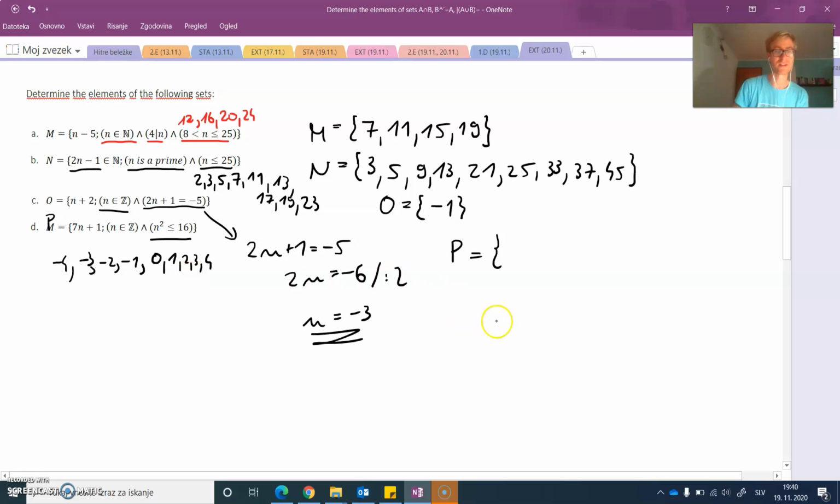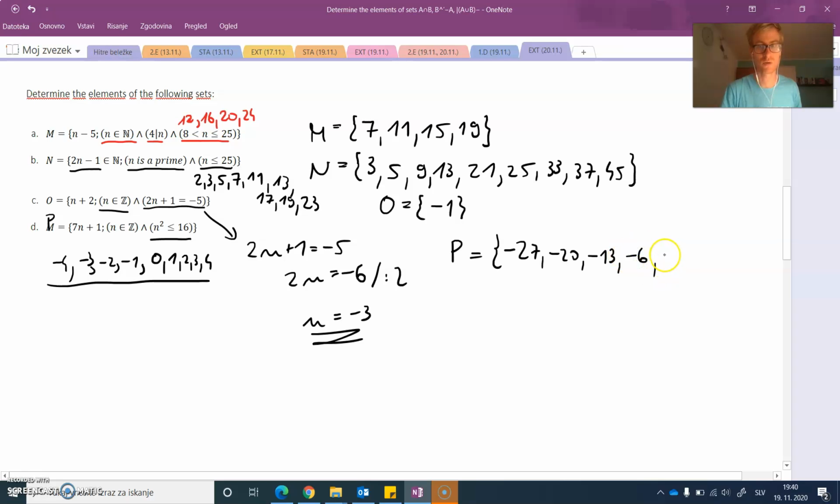This is minus 3. So again, you're not going to take those elements. You're going to multiply them by 7 and add 1 to them. So this will be minus 27, minus 20. 7 times minus 2, that's minus 14, minus 13. In the end, minus 6, 1. And then you have 7 times 1 plus 1, that's 8.